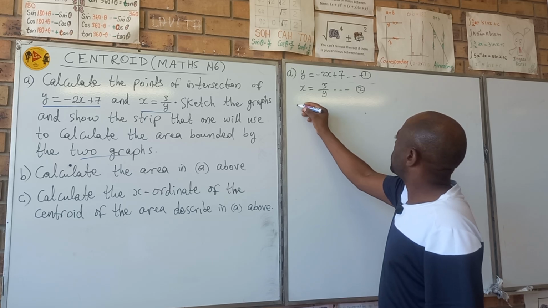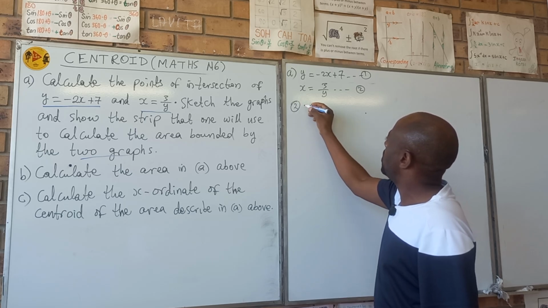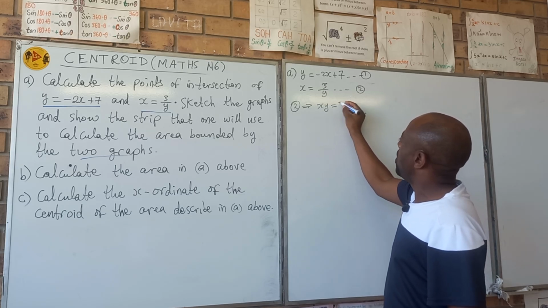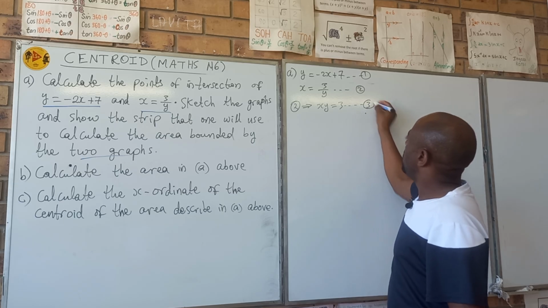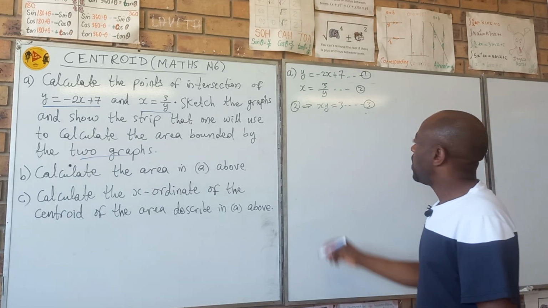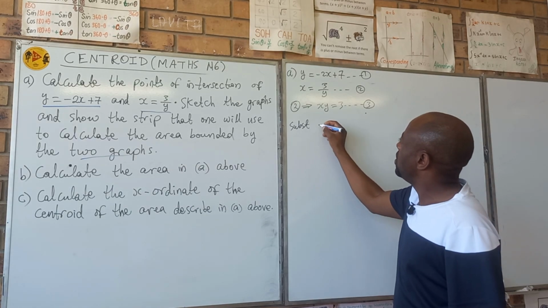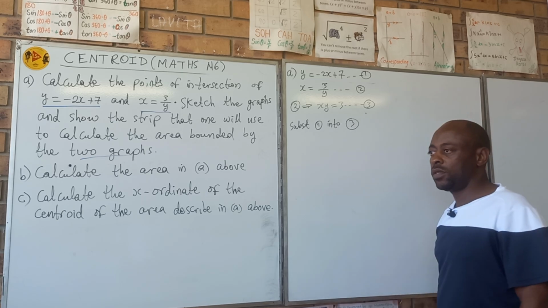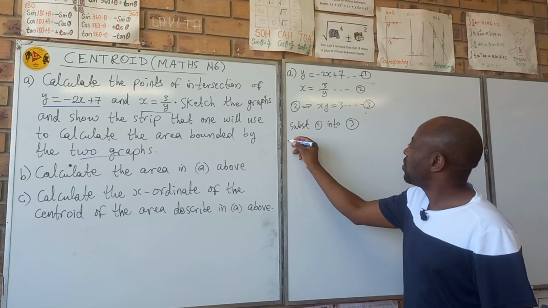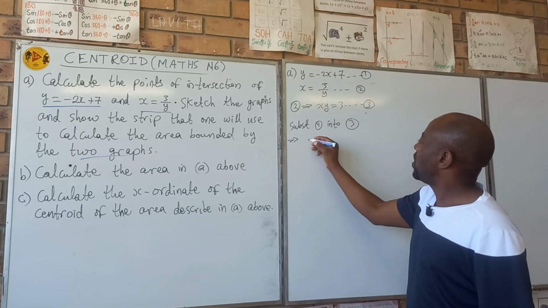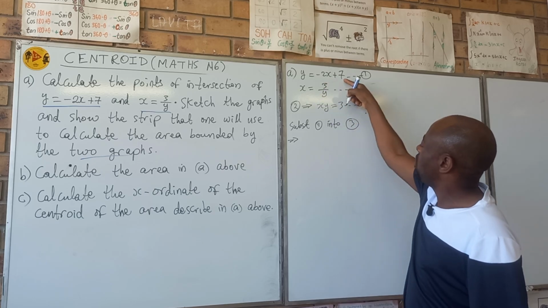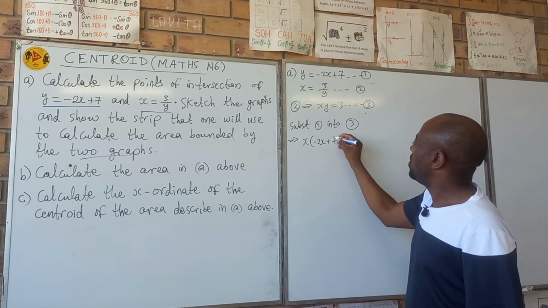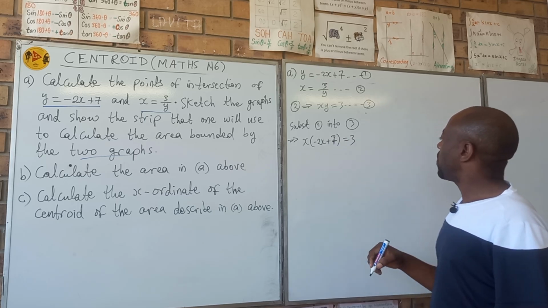So from here, I want to start by saying my equation 2, I will cross multiply to make it xy equal to 3, so that I call it equation number 3. Then I will substitute 1 into 3. So I'm just using a little bit of a different approach to calculate the point of intersection. If I'm substituting 1 into 3, it means where there is y, I will then put that. So it will be giving me x into negative 2x plus 7 is equal to 3.